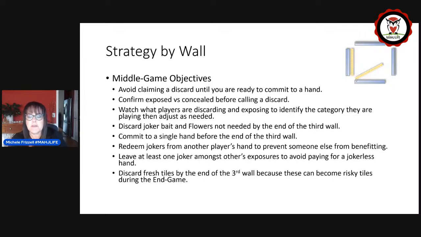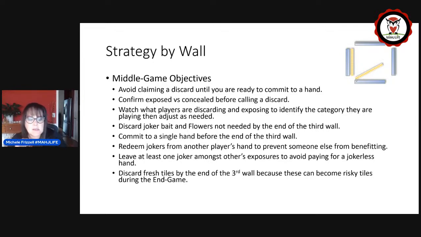Redeem jokers from other players' hands to try to prevent someone else from benefiting, if you can. It's very situational. Leave at least one joker amongst your opponent's exposures to avoid paying into a jokerless hand. If you take all their jokers in their exposures, you could leave them with a jokerless hand and everyone will have to pay double. So you want to try to leave one joker visible if you can. Now, if you're super close to ready to win, you might go ahead and risk it. Your opponents might grumble if you do that, but you'll just move on.